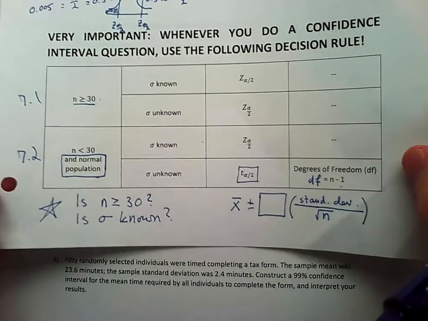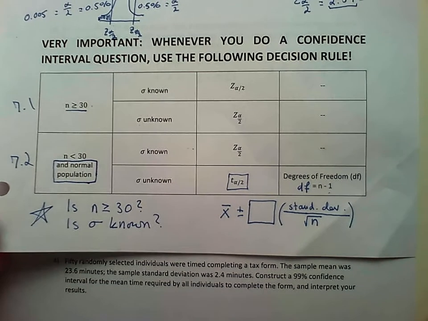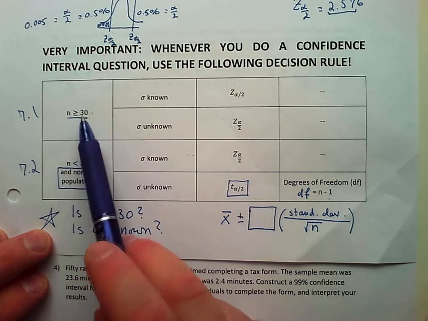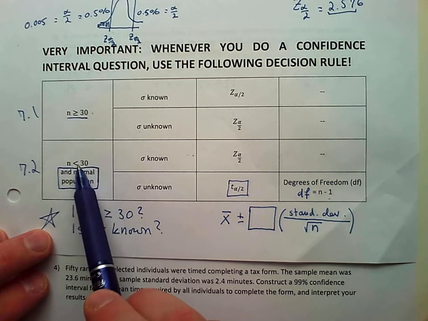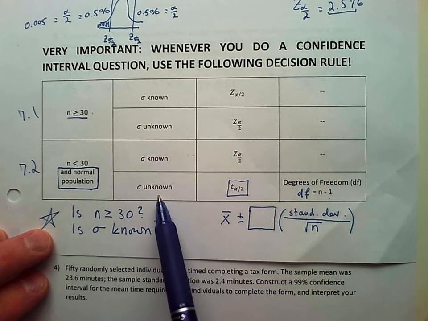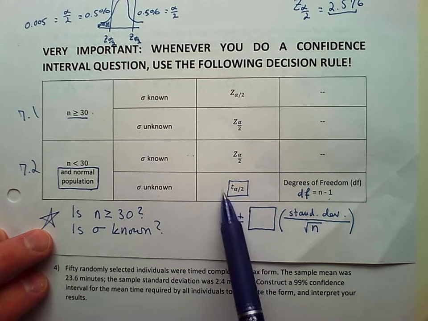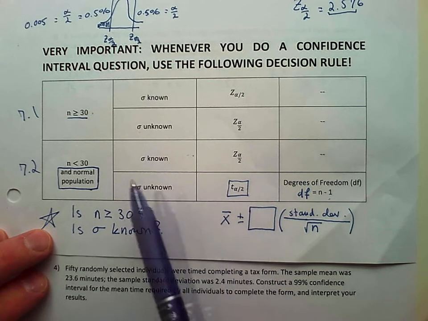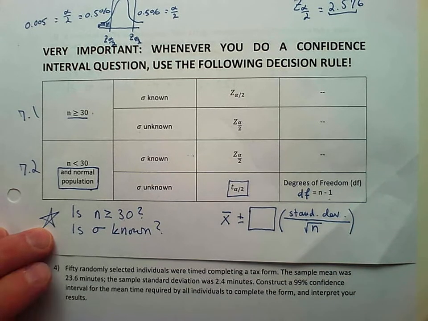And again, why are we using t? If we go back to this decision rule table, again, we're asking ourselves whether or not n is greater than or equal to 30. We answered no. We asked whether or not sigma is known, and we answered no, sigma is unknown. And that's the only way that we can get down here to using t's. The only way that we can get to using t is if we answer no to both of those questions. In every other case, we're going to use z values. So that's why we're using t.